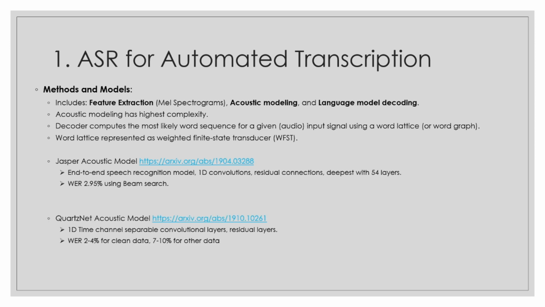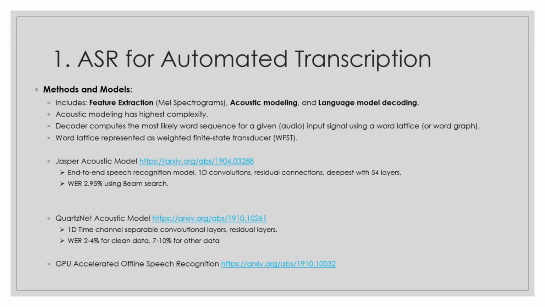Another well-known acoustic model is called QuartzNet. Again, the paper is in the description box below. In this network, again, there are one-dimensional time-channel separable convolutional layers and of course residual layers, and this paper reports word error rates of 2 to 4% for clean data and 7 to 10% for other kinds of data. So these are the two different acoustic models that the Nvidia system actually handles.